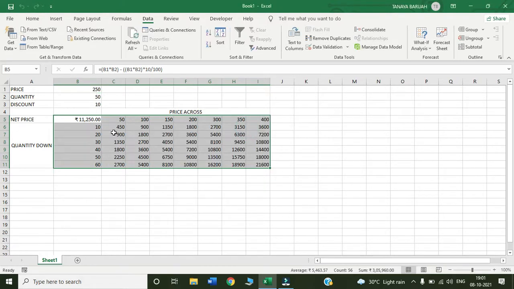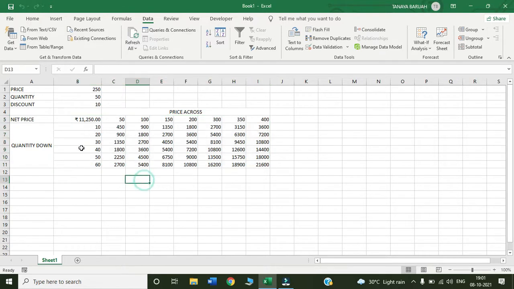So as you can see, the table is filled up with all the values. If we calculate manually, 50 into 10 is 500. At a discount of 10%, the total price that I have to pay to the shopkeeper is 450. Similarly, 100 into 10, then a discount of 10%, the net price that I have to pay to the shopkeeper will be 900.